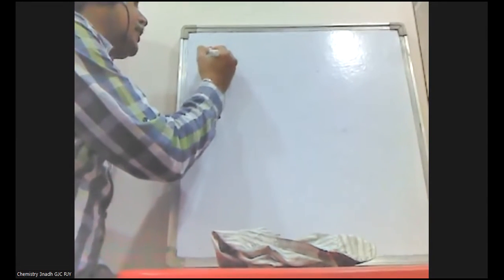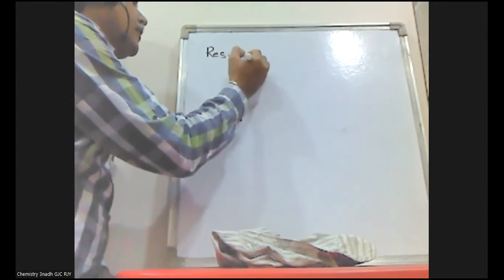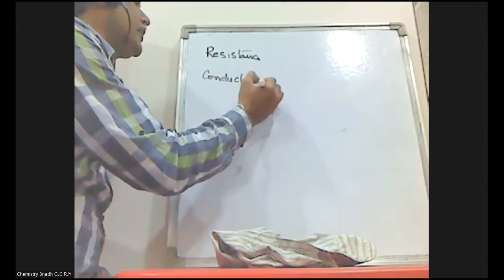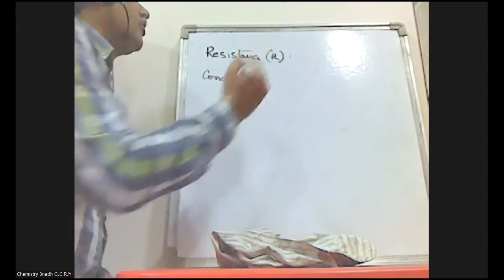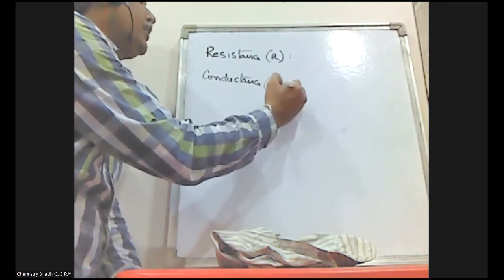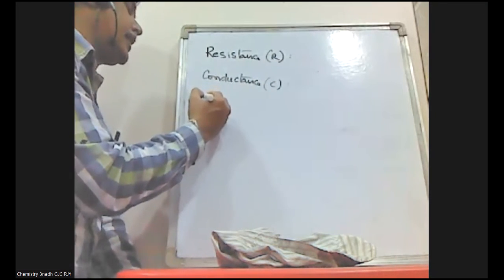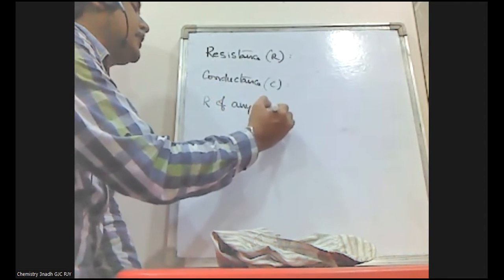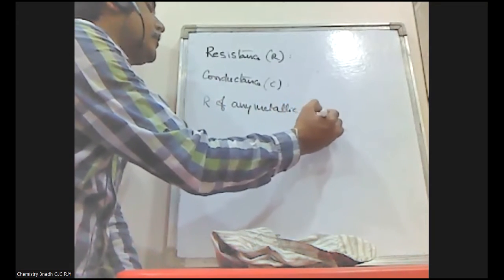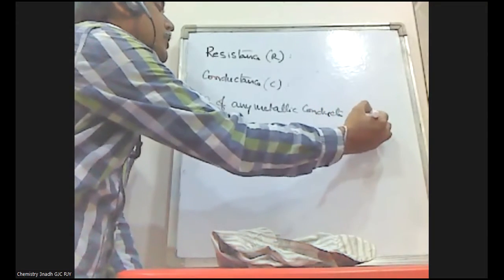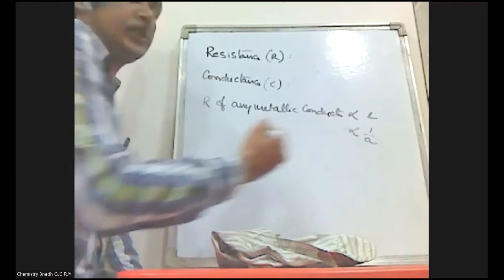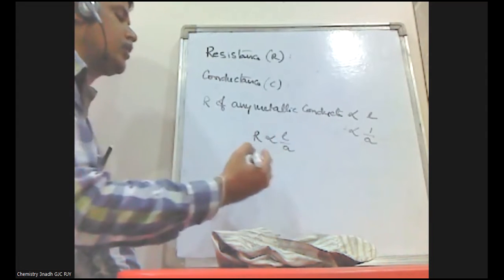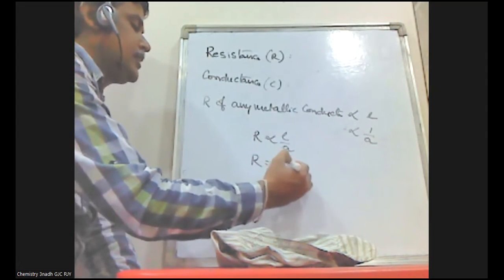We have discussed resistance, then conductance. Resistance is the inability of a substance to allow the flow of electrons. The ease with which a substance allows the flow of electrons is called conductance. And the resistance of any metallic conductor is directly proportional to its length and inversely proportional to its area of cross section. Then from this we have brought one more term, that is specific resistance.